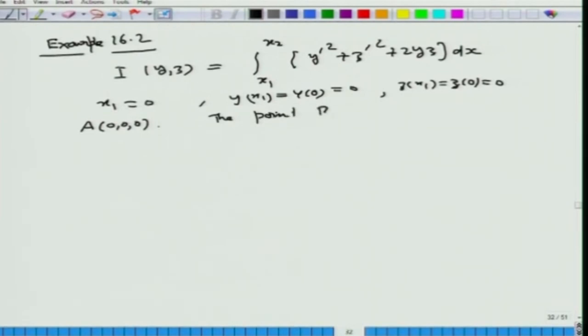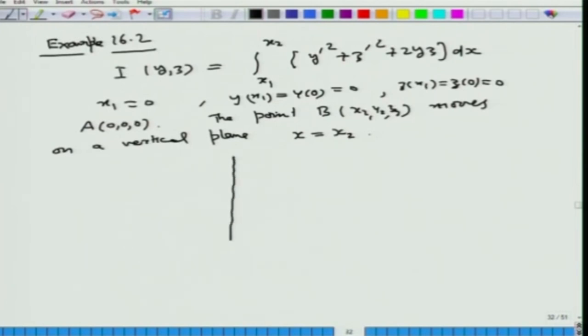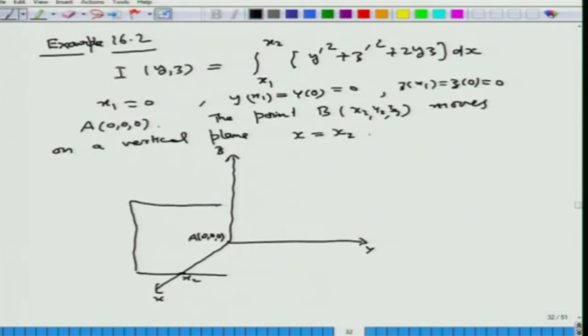And B is a point, which is (x2, y2, z2), that moves on a vertical plane, that is x equal to constant. So, x equal to x2. So, here this is the following picture we have. x, y and z. So, A is here, that is (0, 0, 0), and we have x equal to x2 here, x1 is 0, a plane like this. So, this point B is here, that is (x2, y2, z2). This point B is on this vertical plane given by this.